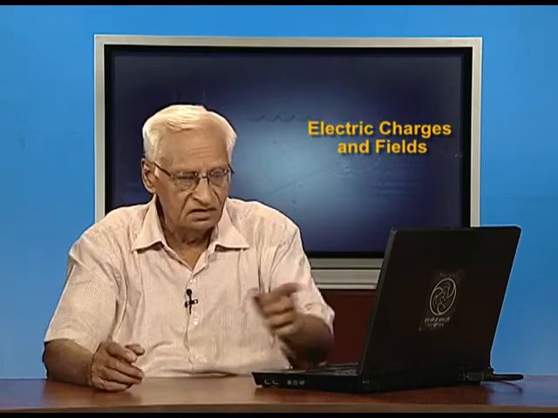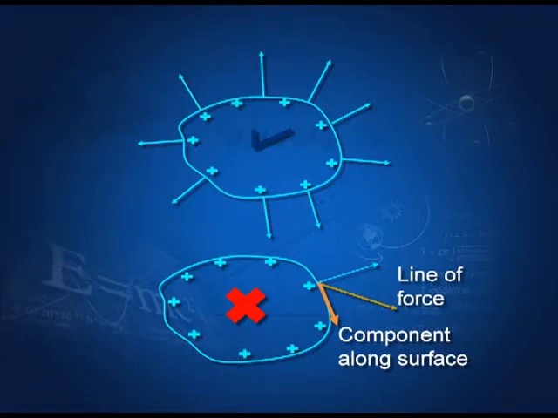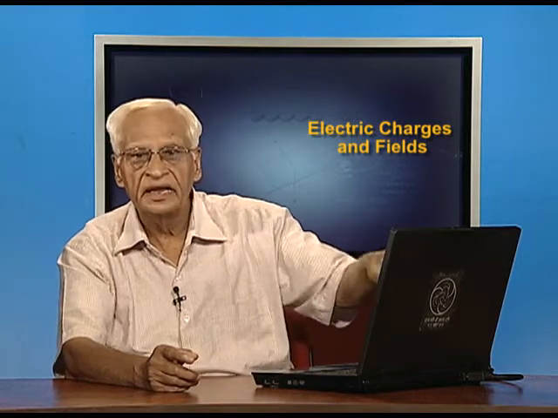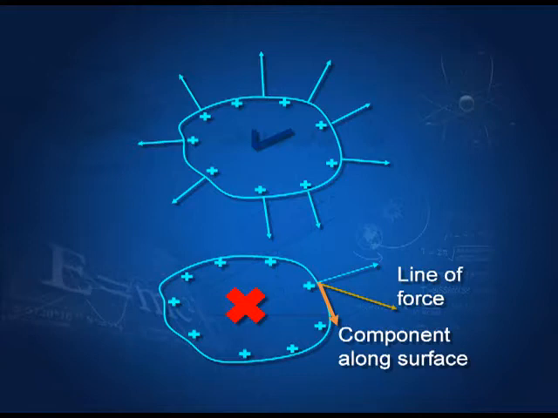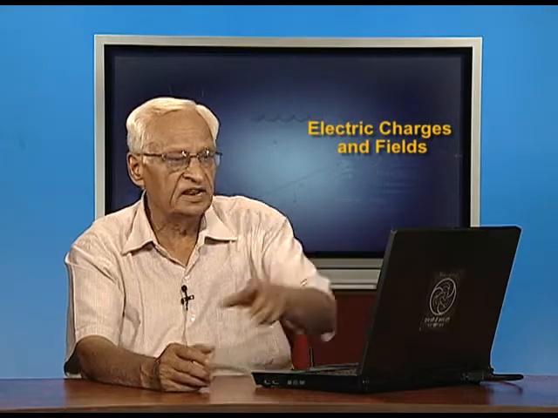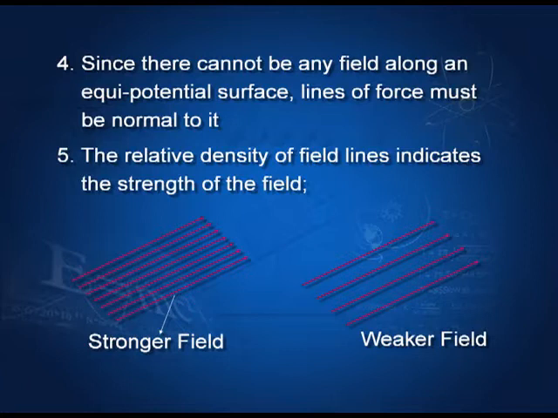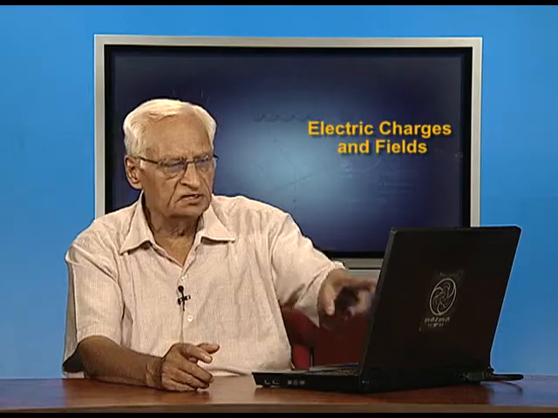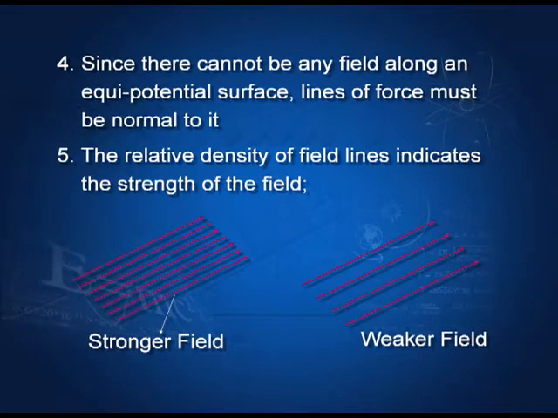Since the charges are static, obviously there cannot be any component like this, and therefore, the lines of force must be perpendicular at each point to a surface on which the charges are distributed uniformly, that is, the surface on which the potential is constant. Since there cannot be any field along an equipotential surface, lines of force must be normal to it, as we saw here. This is a uniform charge distribution, the potential is constant, therefore, this is an equipotential surface and the lines of force are perpendicular to this.